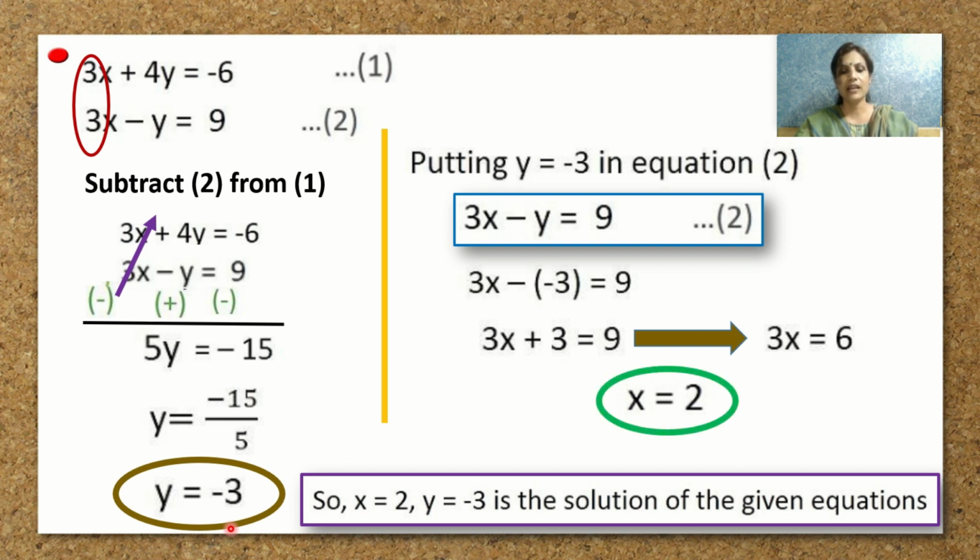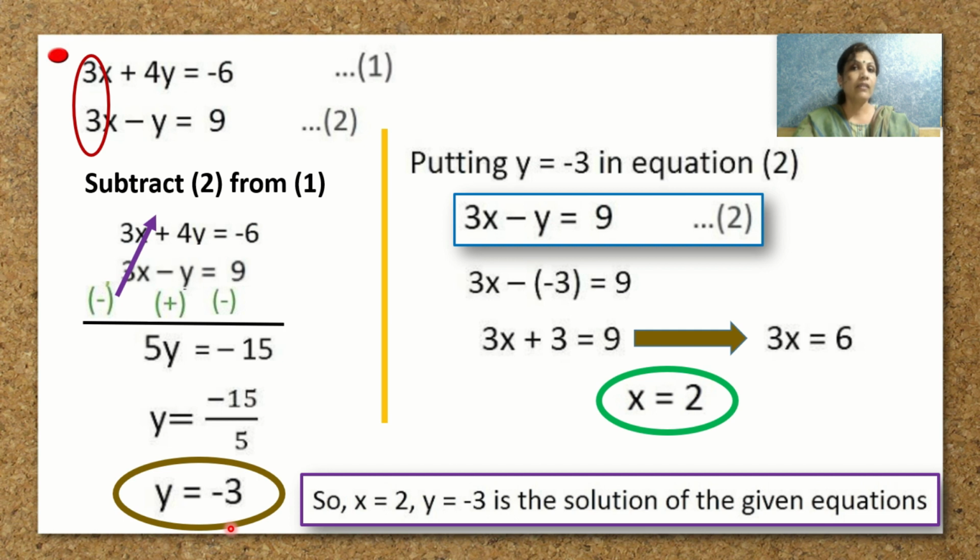So what is our final answer? We got value of x as 2 and value of y as minus 3, and that is the solution of the given equation. Alright children, so this is question number 1 from exercise 3.4, and we have learned the new method for solving the linear equations in two variables. That new method is elimination method.